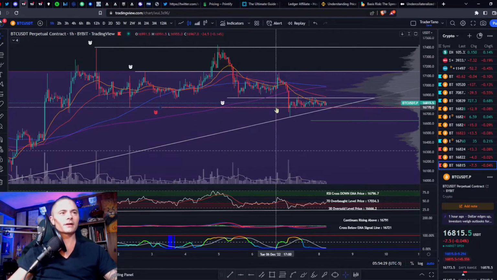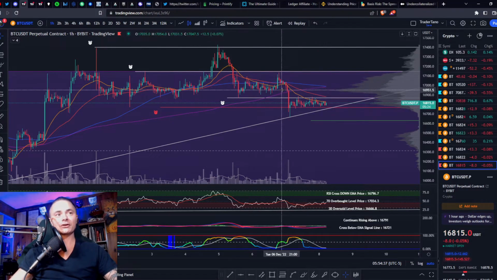All right, so here we go. We have Bitcoin here on the 1 hour, and we are going to go over the bullish and bearish case and find out what happens next.